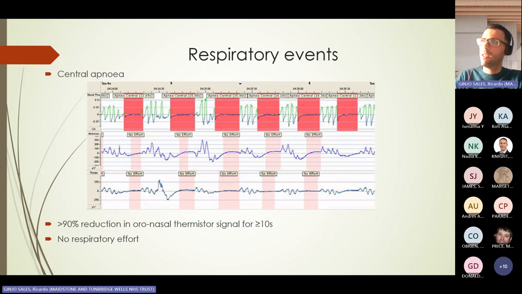The next one is called central apnea. It is the most complex event you can see in the sleep study. It is when there is a reduction of more than 90% in the airflow signal for more than 10 seconds, but no movements on the chest or thorax. These events happen because the brain doesn't send proper signals to the muscles that control breathing. And these events are associated with heart failure, stroke, brain infection, kidney failure, and drugs, mainly opioids.